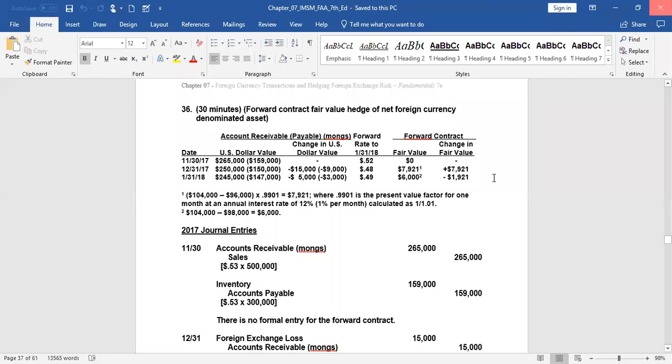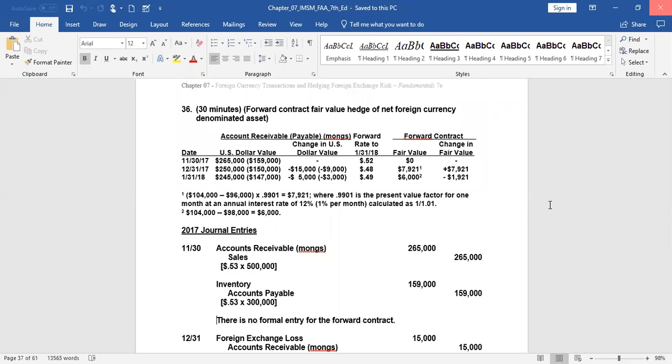Okay, the final problem we're going to look at is number 36. It's on page 379. Eximco Corporation, based in Illinois, has a number of transactions with companies in the country of Managua, where the currency is the Hmong.